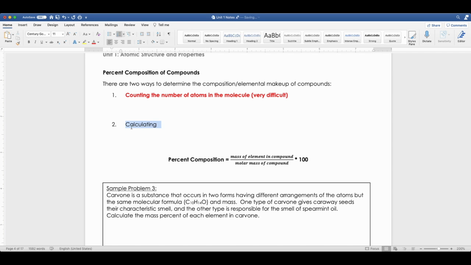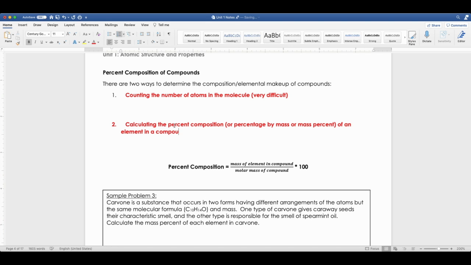Make this bold and red so it stands out a little bit. But by calculating the percent composition or the percentage by mass, or you might even see mass percent. I'll say or mass percent. They all mean the same thing. Of an element in a compound.